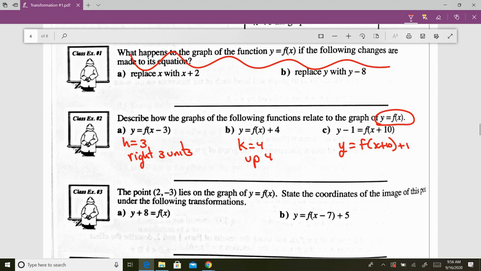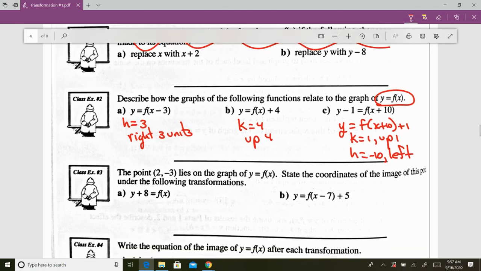Now, what's our K value? 1. Which means we went up 1. What's our H value? Negative 10, which means we went left. H is side to side, K is up and down.